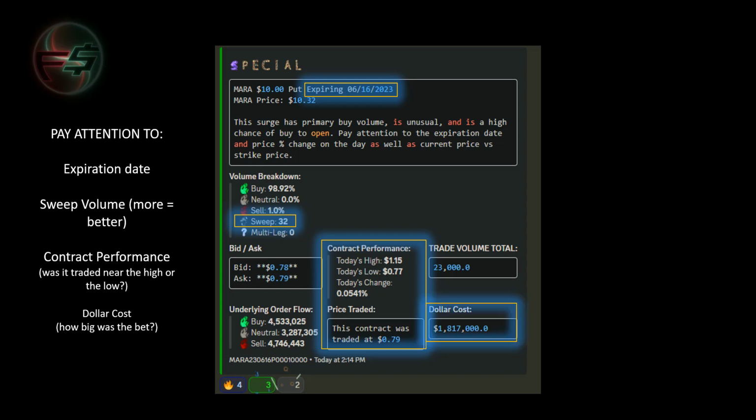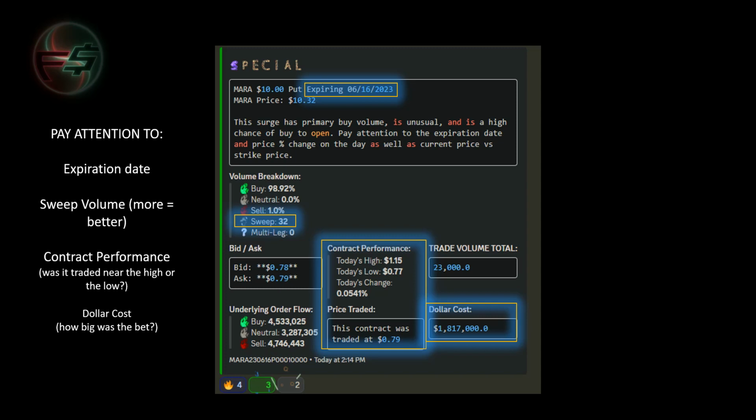And then finally, you're going to want to look at the dollar cost because that is relevant. How big was the bet? This one here is bigger than most of the specials that come in, $1.8 million. That is a pretty hefty bet there.